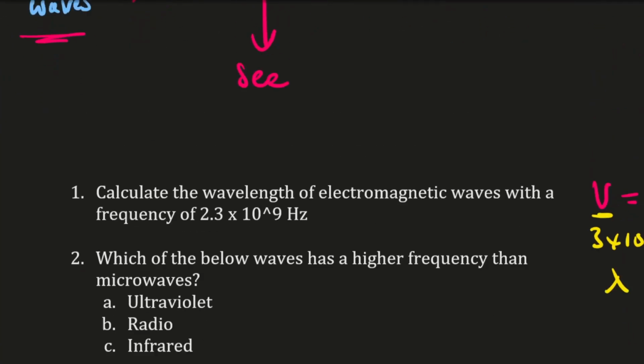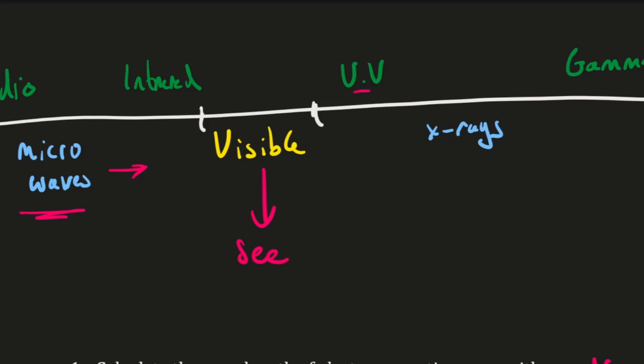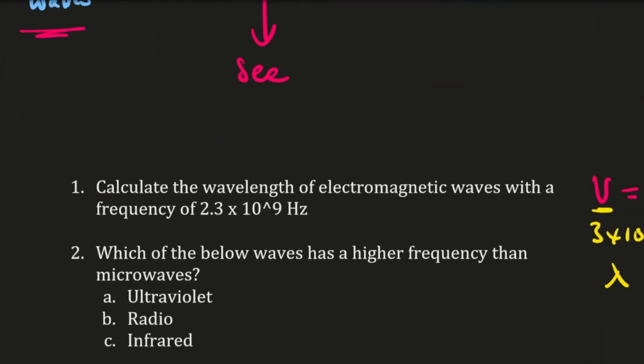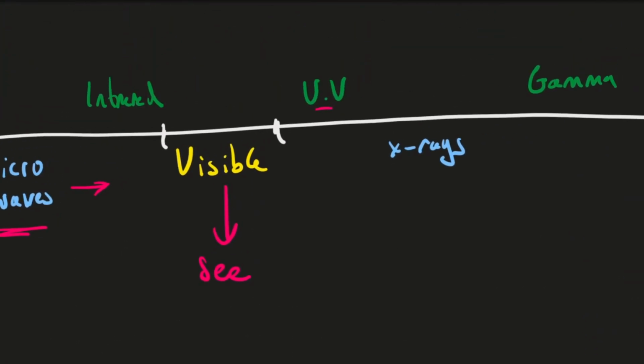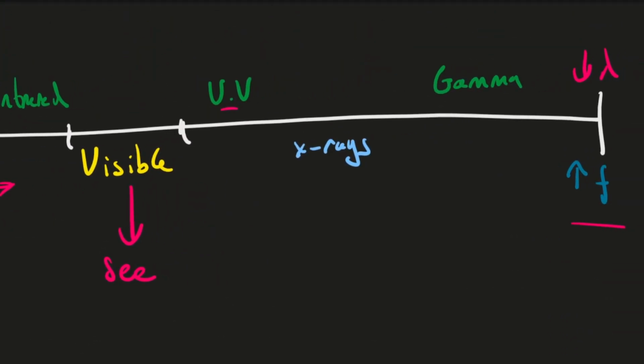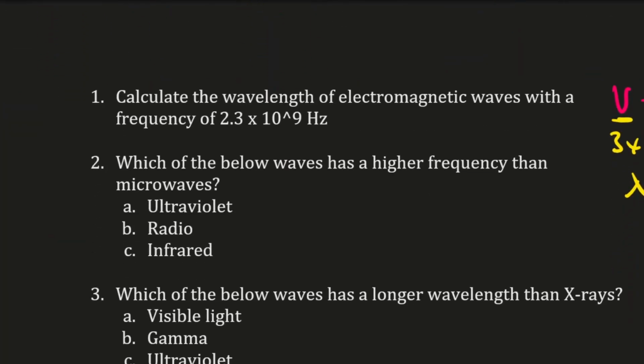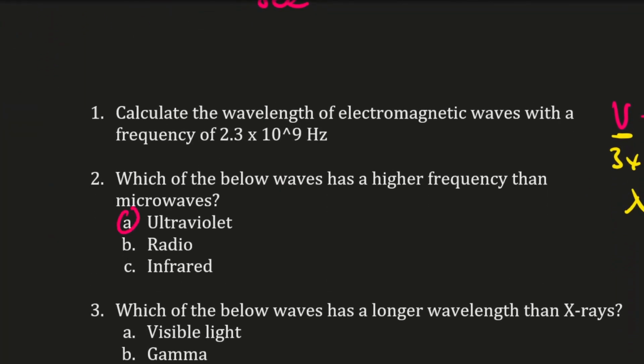So you can see ultraviolet is past that point. It's over here. Radio waves are to the left of microwaves, so don't have a higher frequency. Infrared is also to the right of microwaves on this side, so it does have a higher frequency. Okay, so the answer would essentially be both ultraviolet and infrared, but not radio waves.